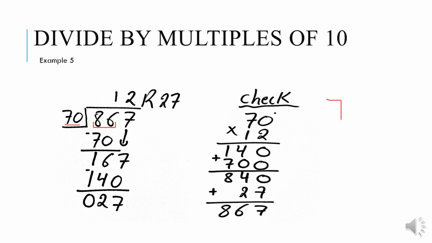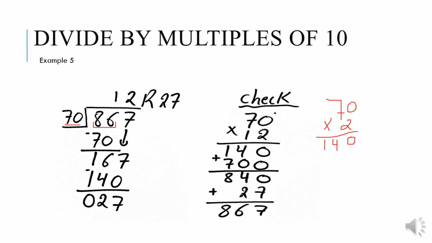What's 70 times 2? We try it on a piece of paper. 2 times 0 is 0. 2 times 7 is 14. So 70 times 2 is 140. 140 is greater than 86, so I have to use the 70 times 1. What's 70 times 1? It's 70. 86 minus 70 equals 16. Now I have to bring down the 7.